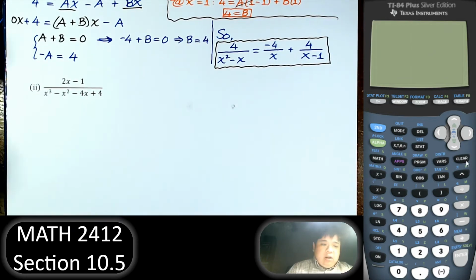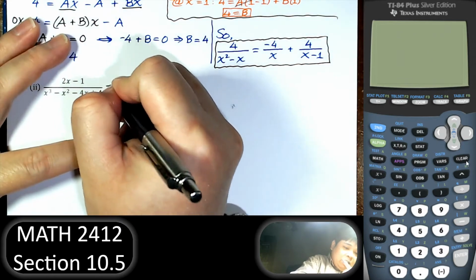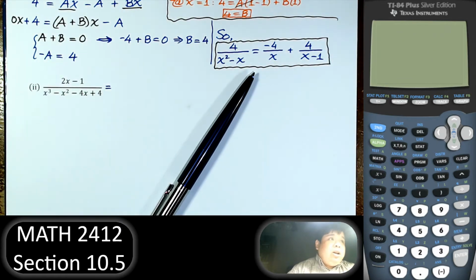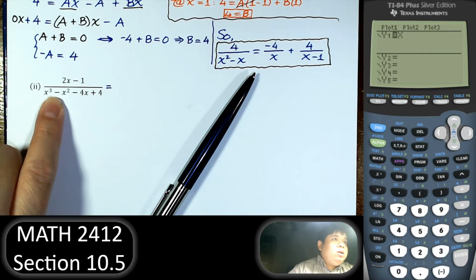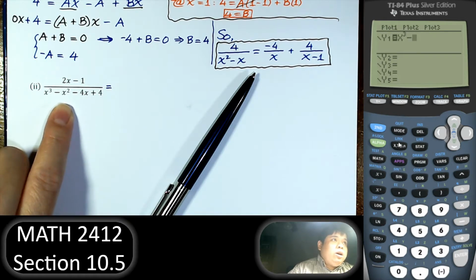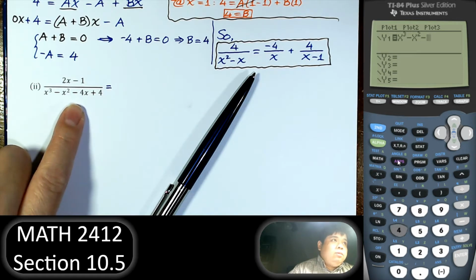Next, let's look at this one. Of course, the first thing we need to do is factor. So how do we factor that? Let's see if the calculator can help. x cubed, sorry, minus x squared minus 4x plus 4.